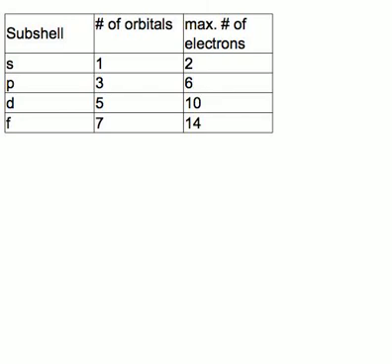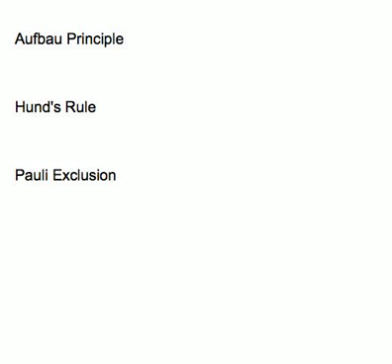Notice here that this is the maximum number of electrons. This doesn't mean that every single time we have a p subshell, it's going to have 6 electrons. It can just hold a maximum of 6 electrons.